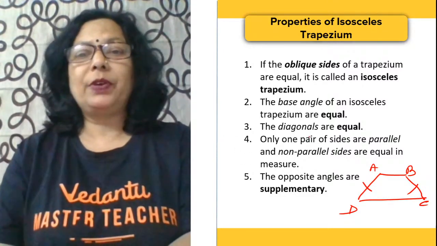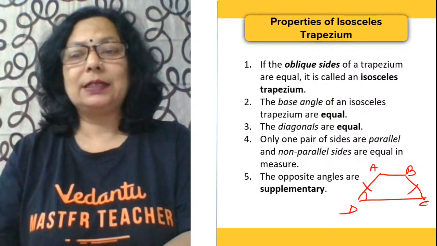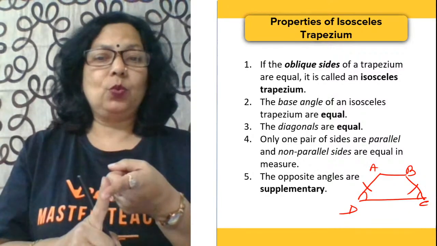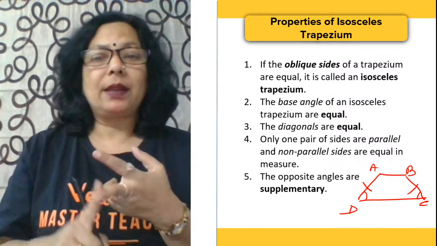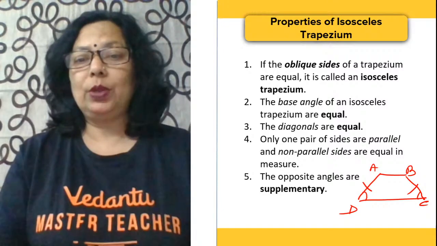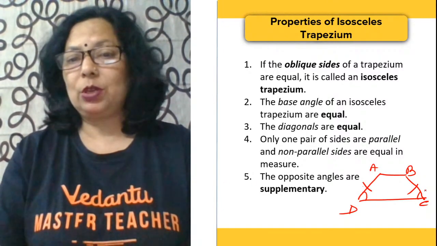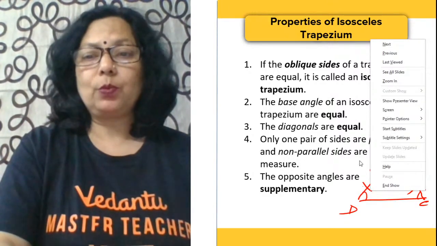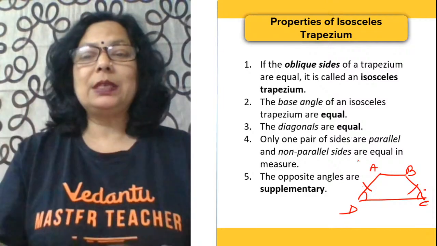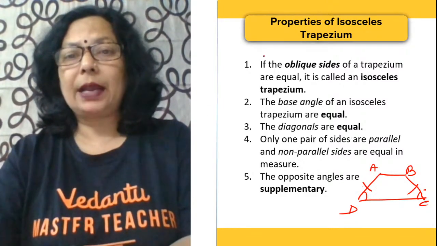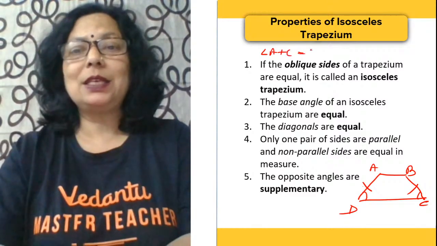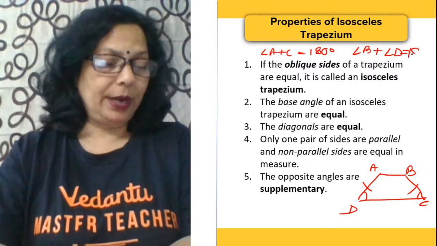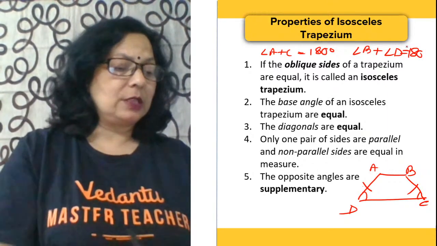The base angles of an isosceles trapezium are equal, means angle C will be equal to angle D. The diagonals in the isosceles trapezium are equal. Only one pair of sides is parallel and non-parallel sides are equal in measure. This we know that this pair of sides is equal in measure. And the sum of opposite angles is supplementary, means angle A plus angle C will be equal to 180 degrees and angle B plus angle D will be equal to 180 degrees. So these are the properties of isosceles trapezium.